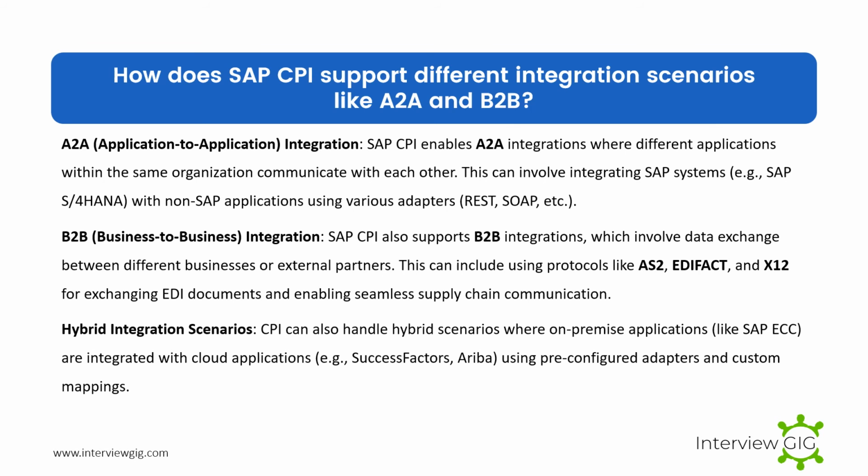B2B, business-to-business integration. SAP CPI also supports B2B integrations, which involve data exchange between different businesses or external partners. This can include using protocols like AS2, EDIFACT, and X12 for exchanging EDI documents and enabling seamless supply chain communication. Hybrid integration scenarios. CPI can also handle hybrid scenarios where on-premise applications, like SAP ECC, are integrated with cloud applications, e.g. SuccessFactors, Ariba, using pre-configured adapters and custom mappings.